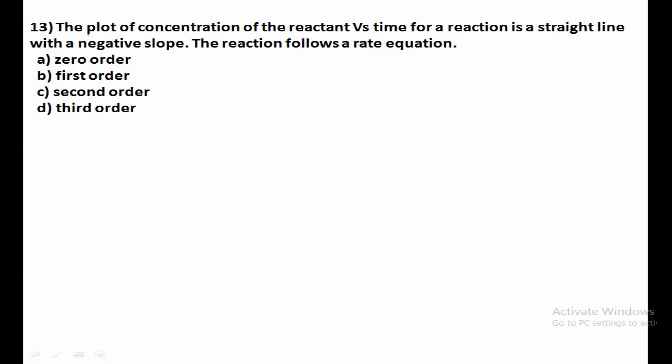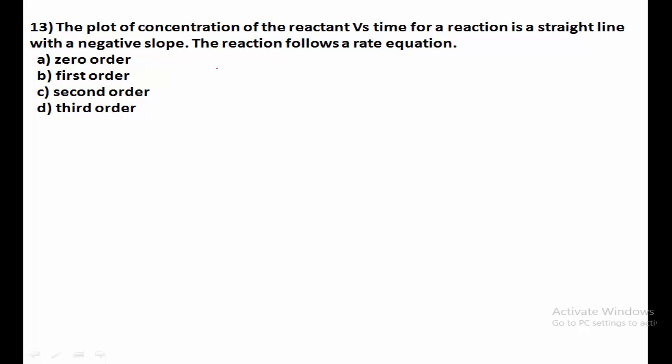So in the previous video, we discussed some theory that we have learned in chemical kinetics and solved some multiple choice questions on chemical kinetics. Up to the 12th question we have solved. Now going to the next question, that is the 13th question. The plot of concentration of the reactant versus time for a reaction is a straight line with a negative slope. The reaction follows a rate equation. So is it a zero order, first order, second order or third order?